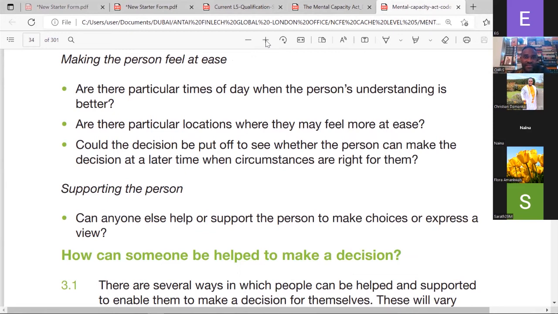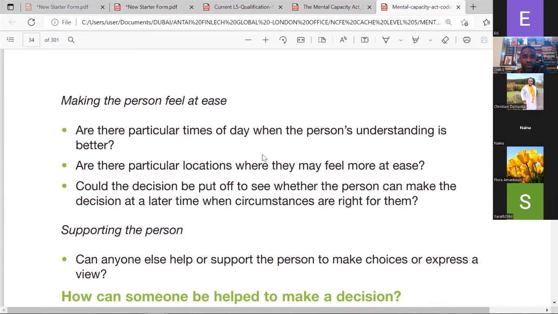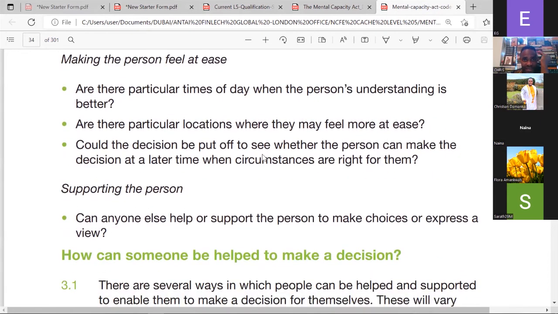Are there particular locations where the person feels more at ease? Could a decision be put off to see whether the person can make the decision at a later time when circumstances are right for them? Very good. Thank you, Richard. So those are some of the questions to ask. Here, what we're talking about is we want to involve the person in making the decision. We want to take the person's opinions, wishes, and preferences into consideration. And these are the questions we need to ask.